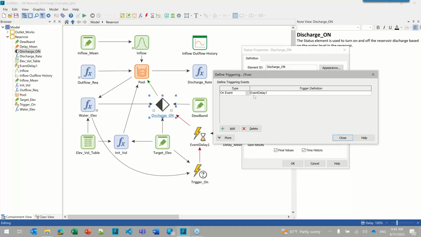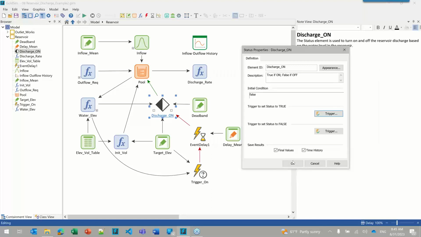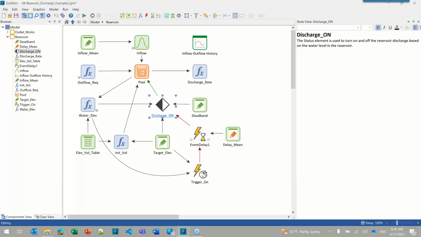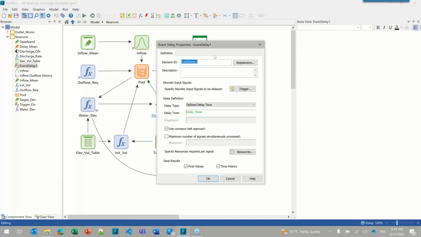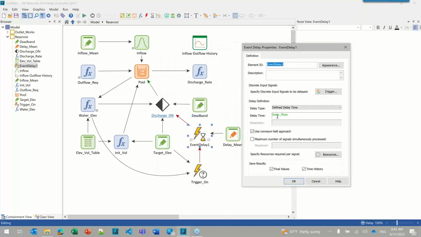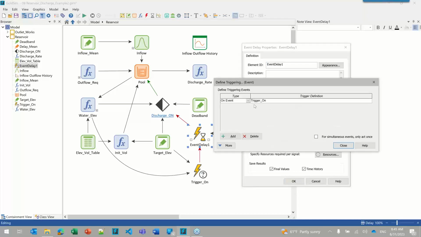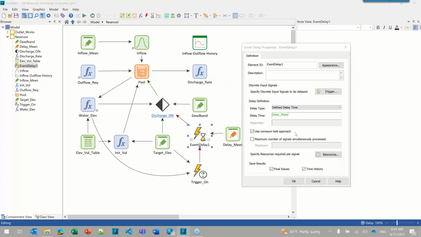I said, I want to put that into an event because I want to delay that event. So I'm now referencing this delayed event. So I changed the type from on true to on event, and then I put it into this event that's sitting out here now. So the event, all it does is it says, okay, I'm just going to take any events that you give me and delay them. So now I come in here and I have a trigger on event and I've delayed it by 24 hours.